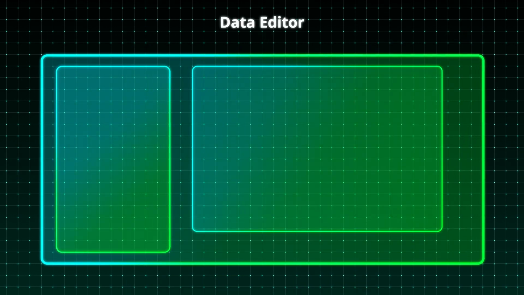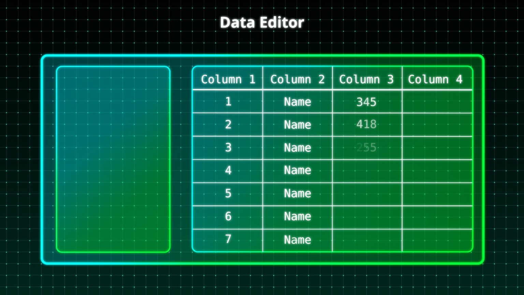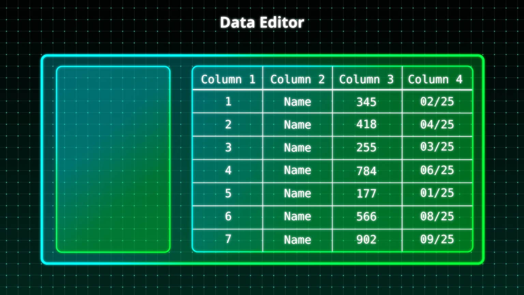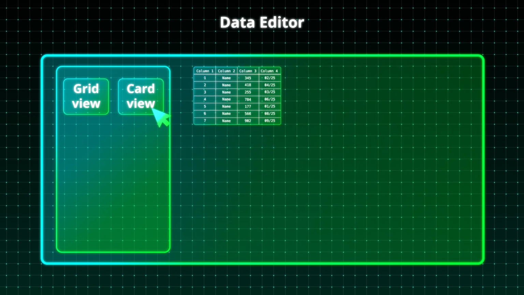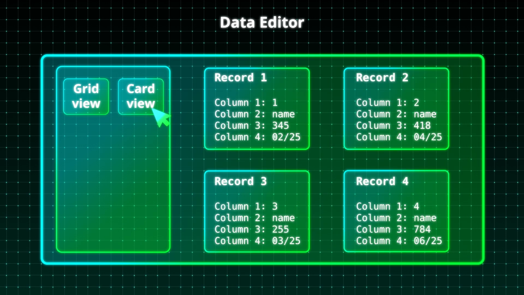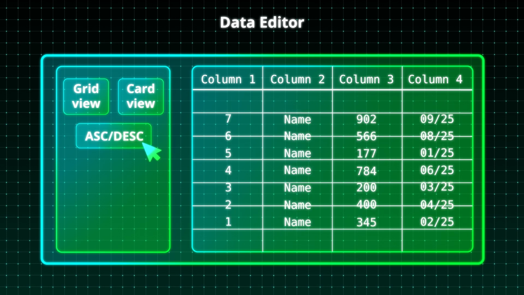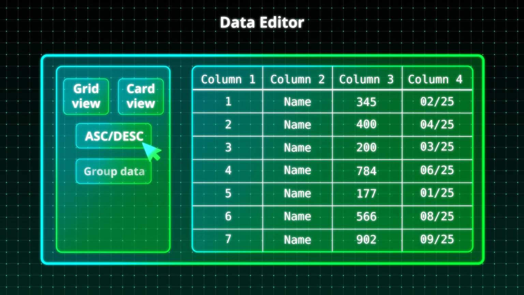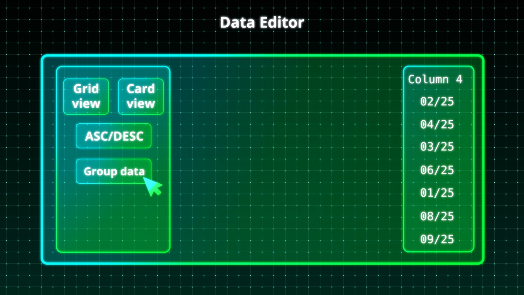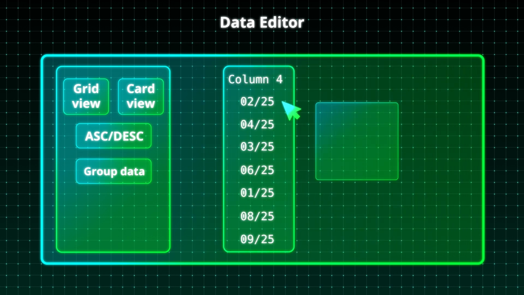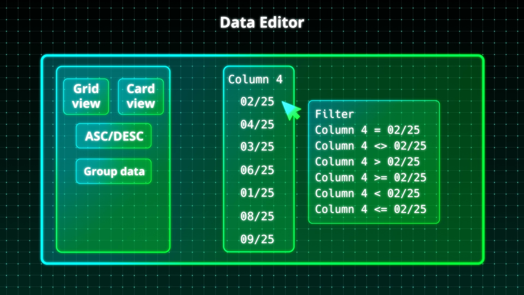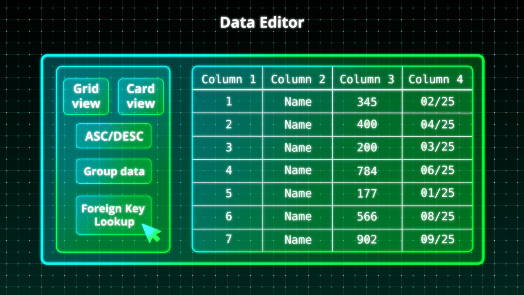First off, we must mention Data Editor. It's a convenient tool that provides you with full control over the data grid, allowing you to perform a variety of manipulations with your data. You can view data in 2 modes, grid view and card view. You can edit data directly in the cells, like a regular Excel spreadsheet. You can sort data in ascending or descending order. You can group data by a specific column or multiple columns. You can filter data using a slew of flexible conditions. Finally, you can inspect data from related tables using foreign key lookup.